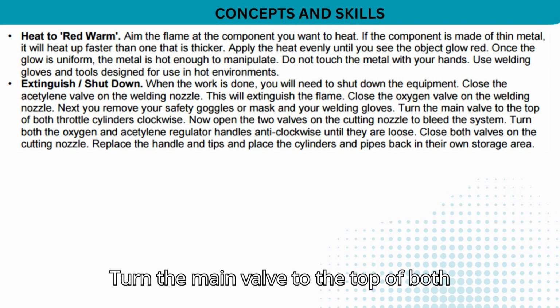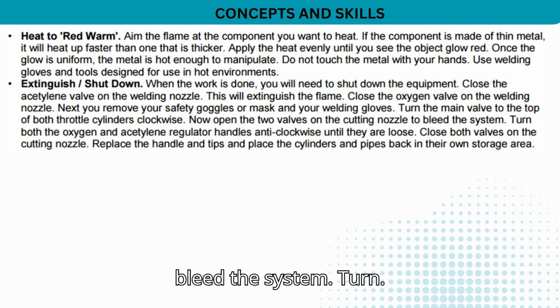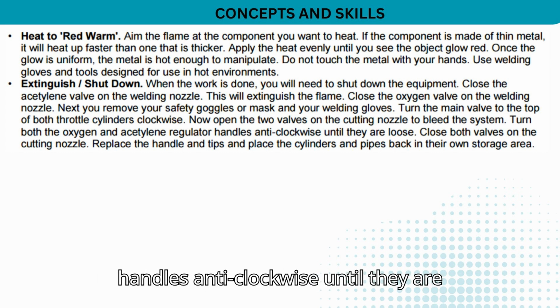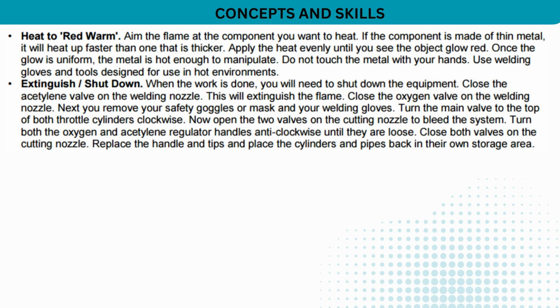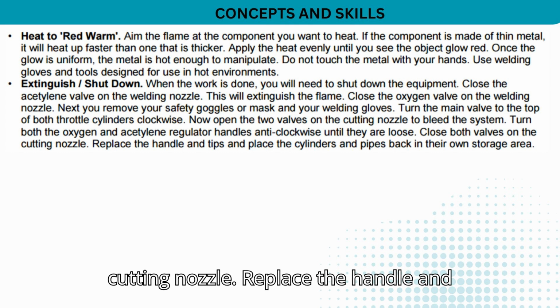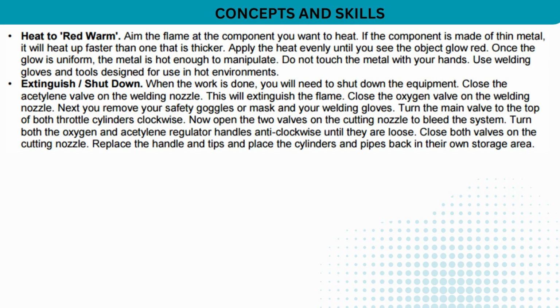Turn the main valve on the top of both cylinders clockwise. Now open the two valves on the cutting nozzle to bleed the system. Turn both the oxygen and acetylene regulator handles anti-clockwise until they are loose. Close both valves on the cutting nozzle. Replace the handle and tips and place the cylinders and pipes back in their own storage area.